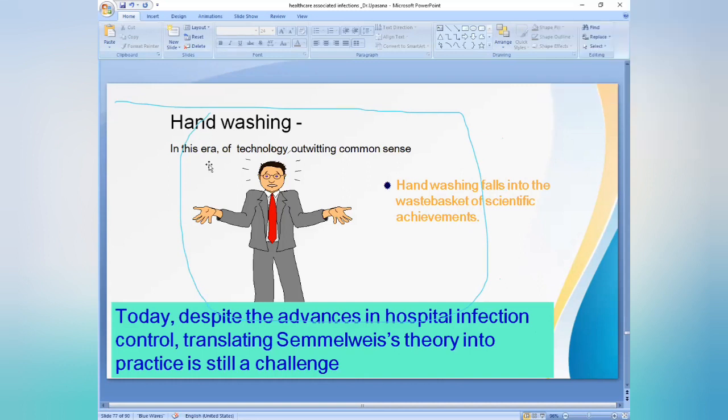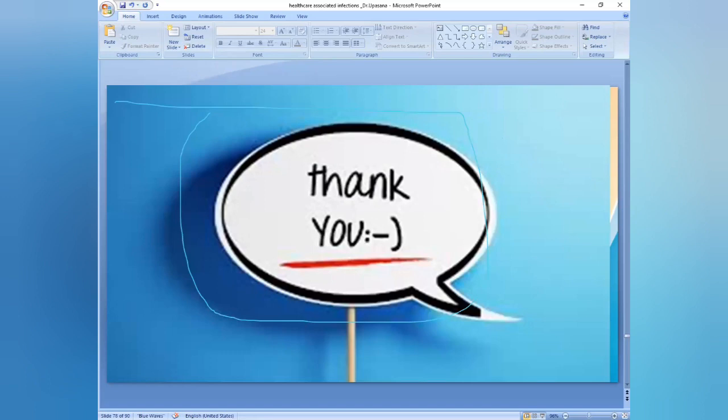So please ensure your healthcare workers and staff follow strict standard basic precautions of hand washing, which will eradicate 50 to 60% of your healthcare associated infections via just one single hand washing of 6 steps. Thank you so very much for this 1 hour of patience in hearing me.